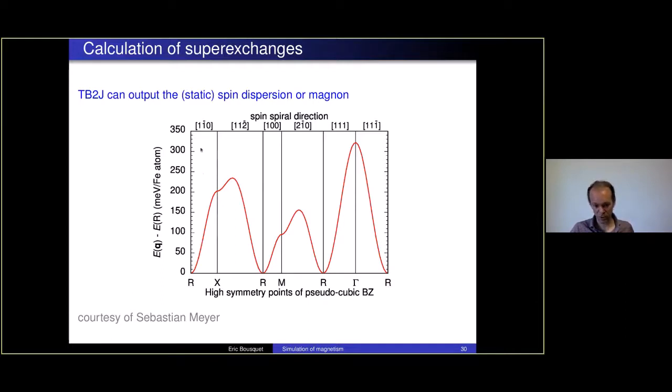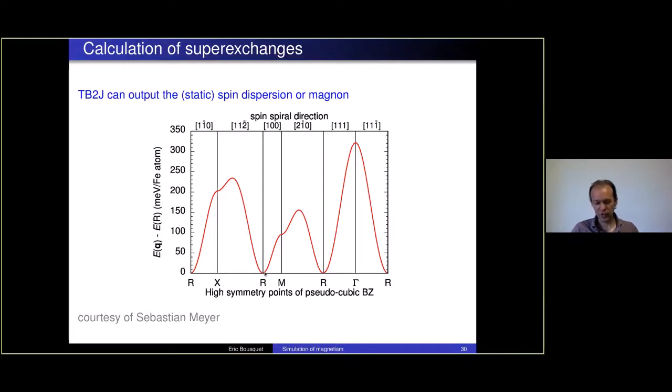And this is here the case for, thanks to Sebastian Meyer, who gave me the plot for bismuth ferrite. But you can plot the spin dispersion for any system, starting from only a single point energy calculation. Another interesting thing as well is that you can see where is the lowest energy ordering for the spins, and you find that, with respect to the cubic phase, it is the R point, which corresponds to the G-type antiferromagnetic order, which is the case in bismuth ferrite.